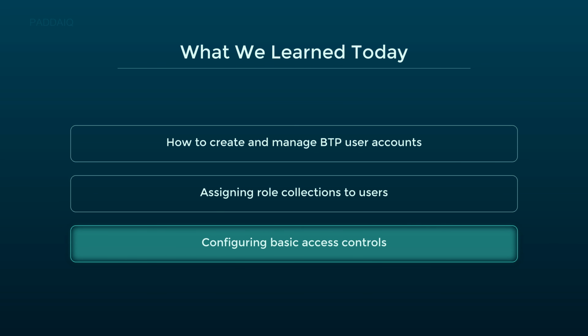Configuring basic access controls. This means setting up rules for who can view or edit specific data and applications in SAP BTP. For example, you can grant sales representatives access only to customer data while restricting financial records. Properly configuring these controls is a fundamental step to securing your business platform.